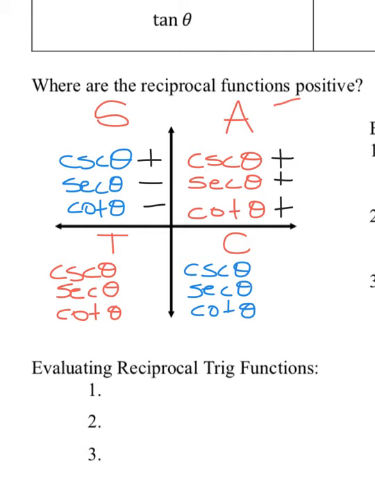Okay? In quadrant 3, only tangent is positive, which means that the reciprocal function cotangent would be positive. If sine is negative, cosecant is negative. If cosine is negative, secant is negative. And in quadrant 3, the C stands for cosine, which means cosine is positive, therefore secant is also positive. And the other two are negative.